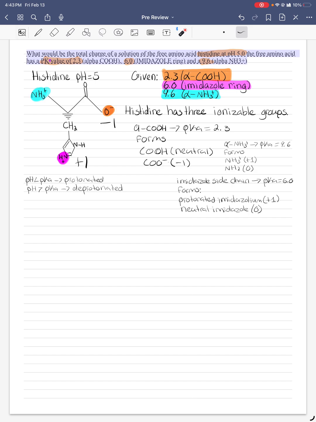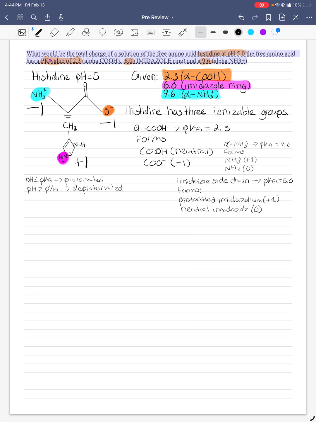And now let's go to the alpha NH3+. So our alpha NH3+ is 9.6 right here, as we can see. And like I said, we're comparing it to the pH of 5.0. So is the pH 5.0 higher or lower than 9.6? The pKa is obviously higher, right? And because the pKa is higher, it's going to be protonated.